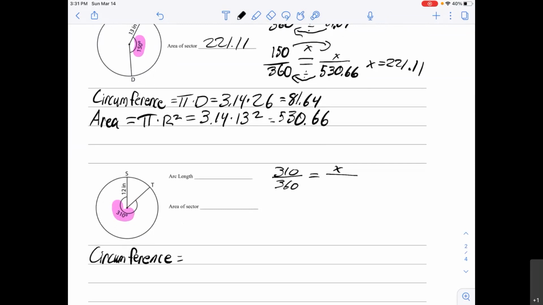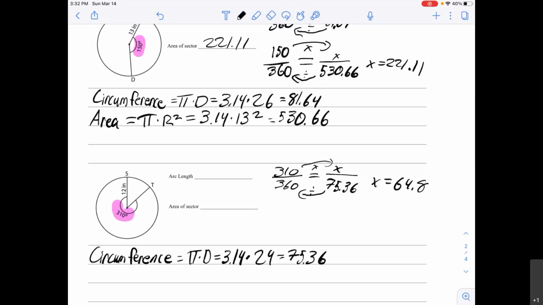The circumference is pi times the diameter, 3.14 times the diameter. The radius is 12. That means the diameter is 24. If I do 3.14 times 24, I get 75.36. Again, we can divide so that we can multiply. 75.36 divided by 360 times 310 gives me 64.89. So my arc length is 64.89.